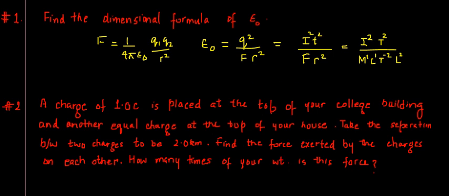So you could see this is I square. This M goes upstairs, becomes M raised to the power minus 1. Here L1 plus 2 is L3. This goes upstairs, L raised to the power of minus 3. And T, the power here is 2, and downstairs it's minus 2. So if you bring it up, it adds up to 4. So this is your dimensional formula: I square M minus 1 L minus 3 T4.